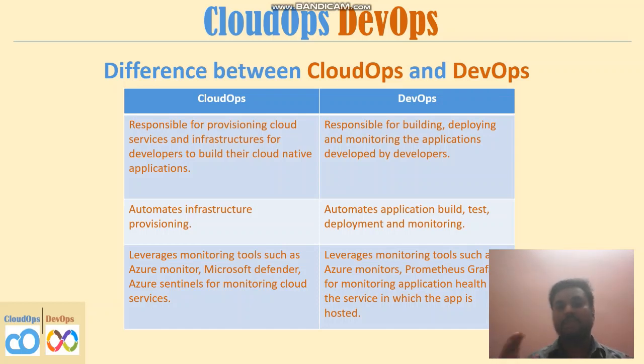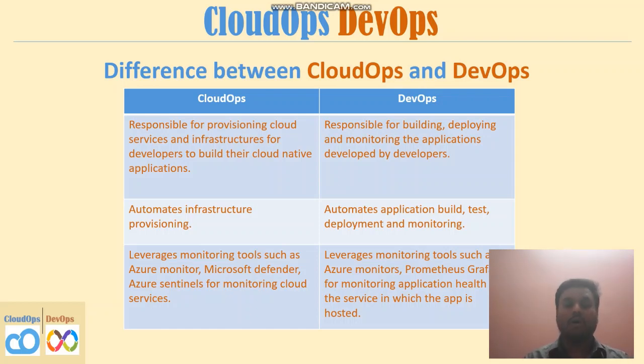Whereas the DevOps team is concerned about building and deploying the source code which is developed by the developer team, and the code that they are pushing in the code repository. That code repository can be Azure Repos Git, or it can be GitHub or Bitbucket. So the DevOps team automates application build, test, deployment, and monitoring.